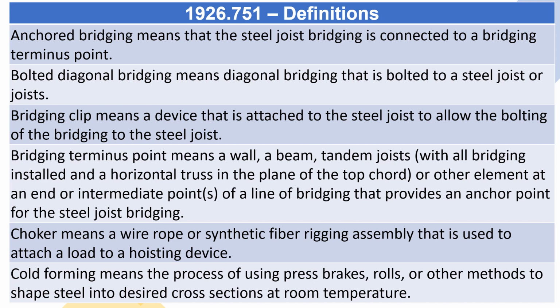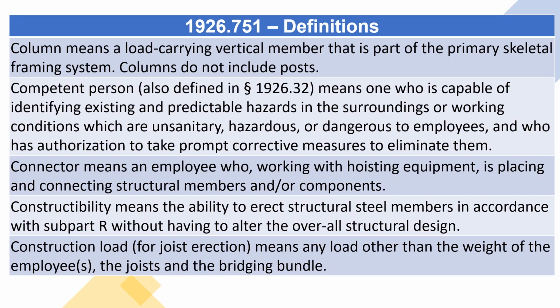Choker means a wire rope or synthetic fiber rigging assembly that is used to attach a load to a hoisting device. Cold forming means the process of using press brakes, rolls, or other methods to shape steel into desired cross-sections at room temperature. Column means a load-carrying vertical member that is part of the primary skeletal framing system. Columns do not include posts.